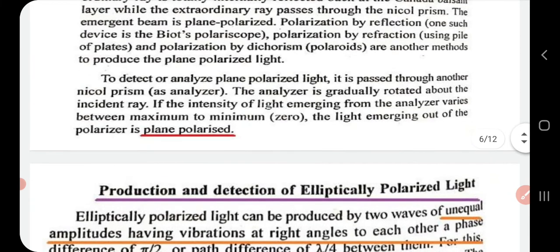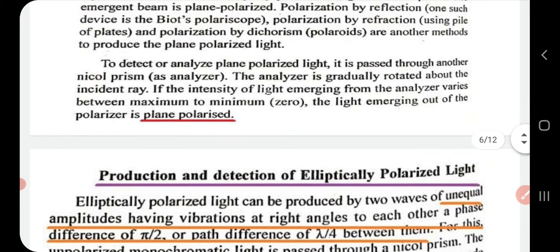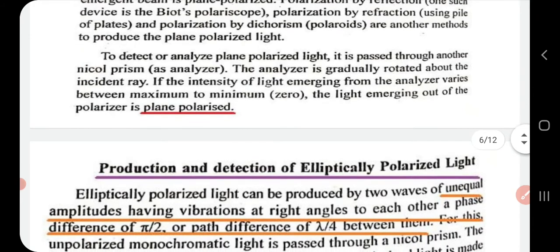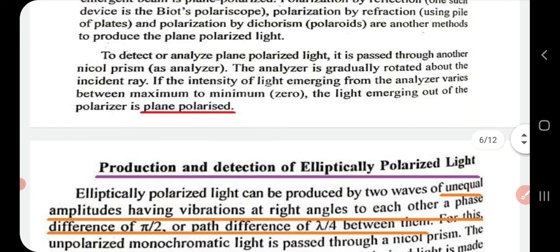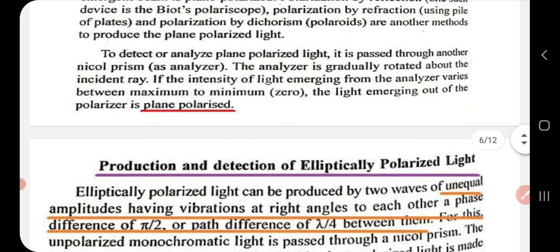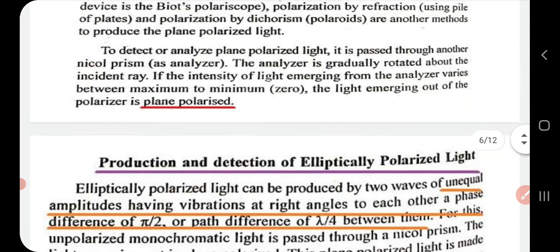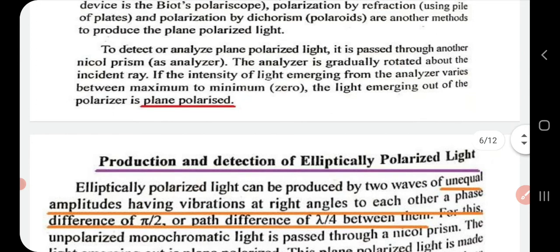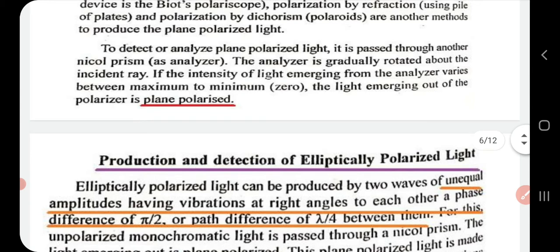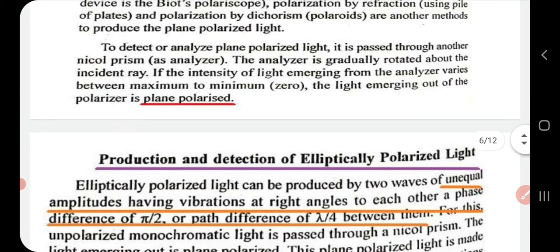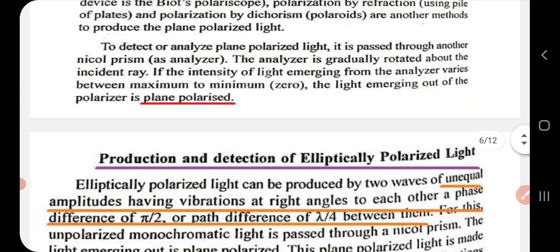Now, how will you detect or analyze it? For detecting, the emerging plane polarized light is passed through a second Nicol prism, and that Nicol prism is given the name analyzer. This Nicol prism is rotated about the incident ray. Now, if the intensity of light emerging from the analyzer varies between maximum and minimum, including 0, then the light emerging is plane polarized.